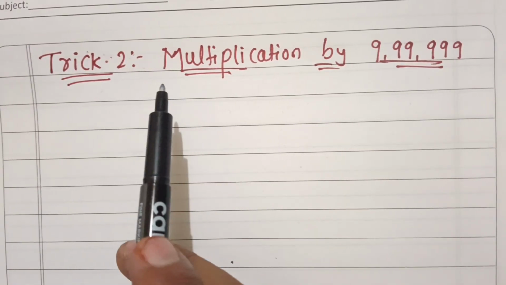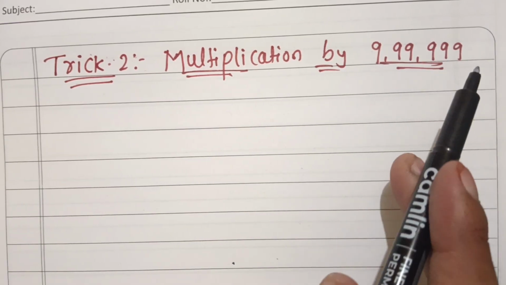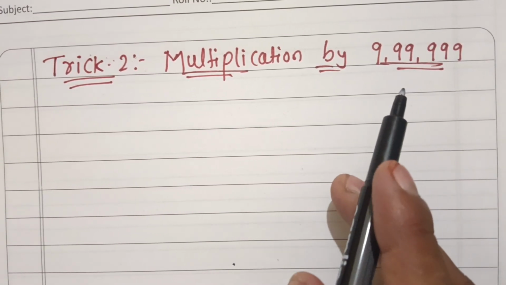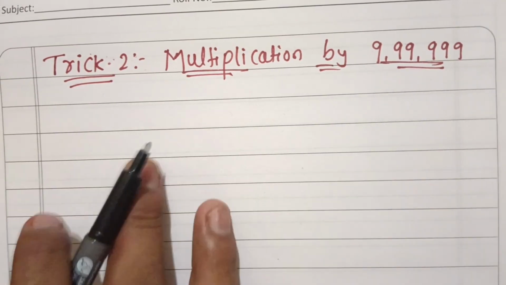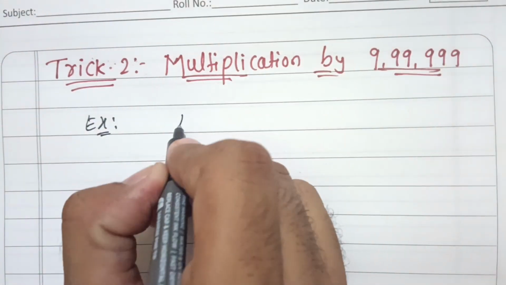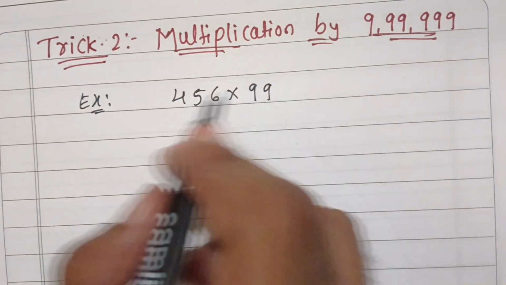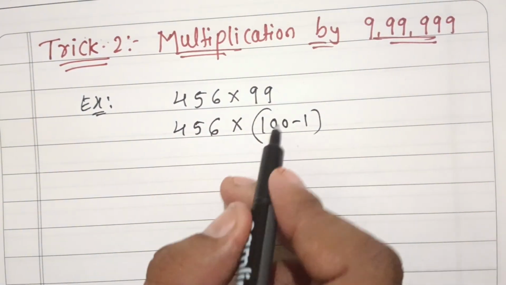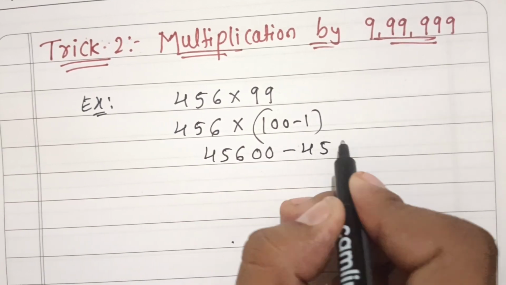So next let us move to another trick, which is multiplication by 99 or 999 or 9999. If you get any multiplication question with a factor of 99 or 999, how to solve it quickly? Let us take one question, 456 into 99. Now here 99 we can write as 100 minus 1, right? So 456 into 100, so 2 zeros, minus 456.